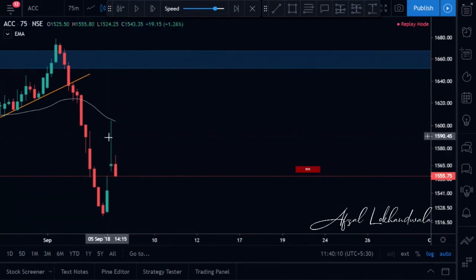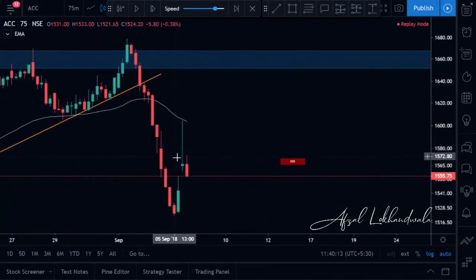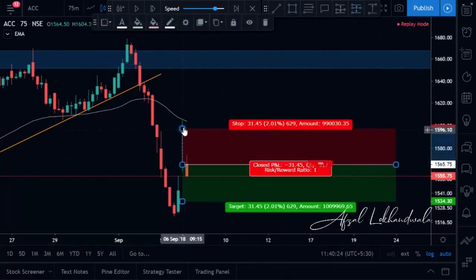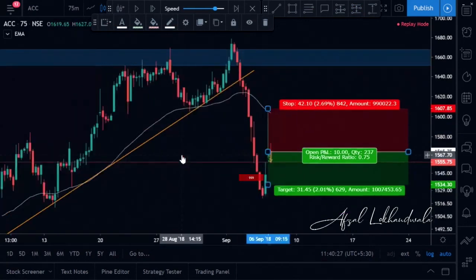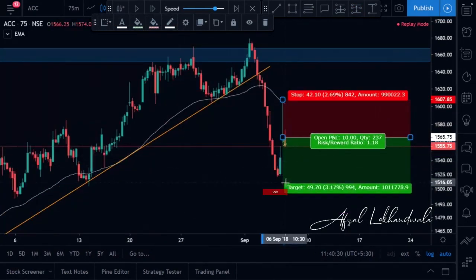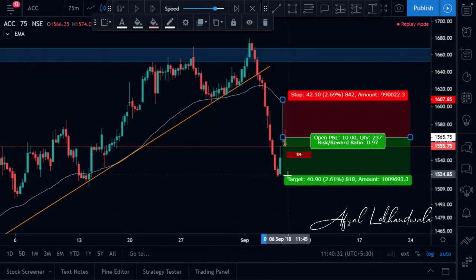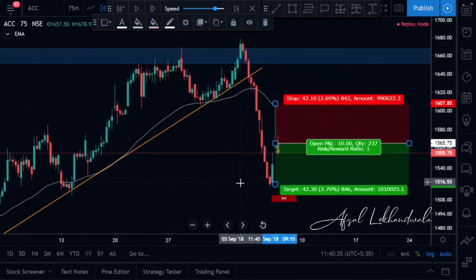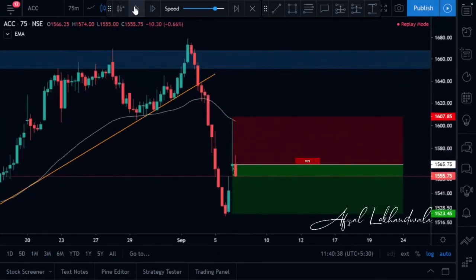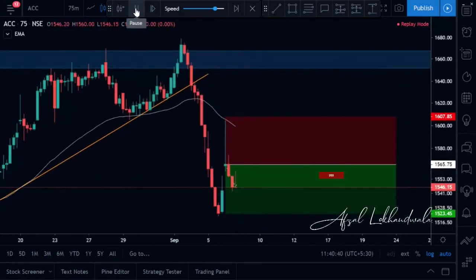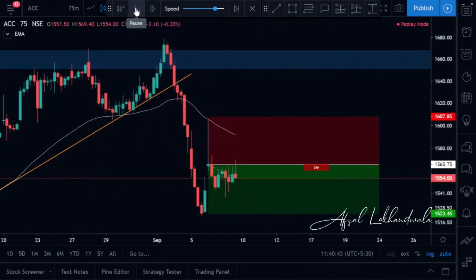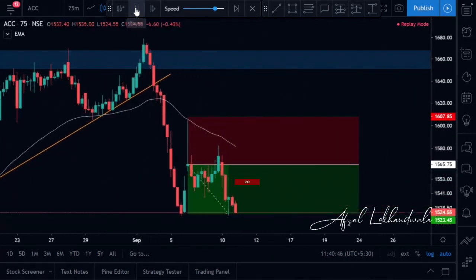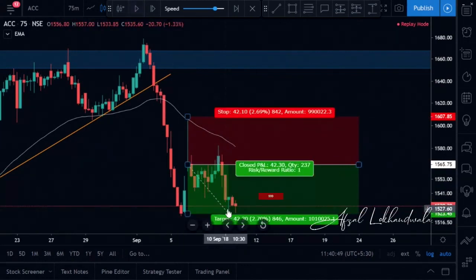It is rejecting the 50 EMA very nicely. The price tried to move up but couldn't sustain there. 50 EMA is rejected. So what he can do is he will short here. Let us try and see what happens. He will short here with a tight stop loss just above the high and a 1:1 target here. Now let us play. And he gets the target, and the target is achieved with this candle.